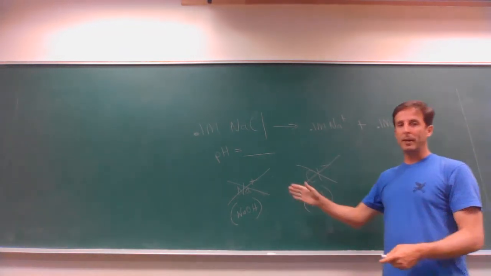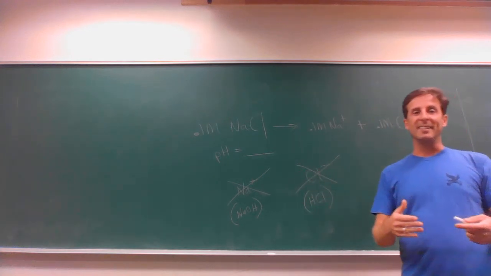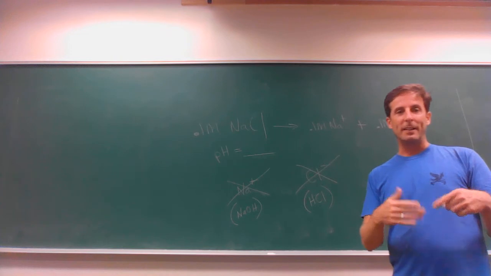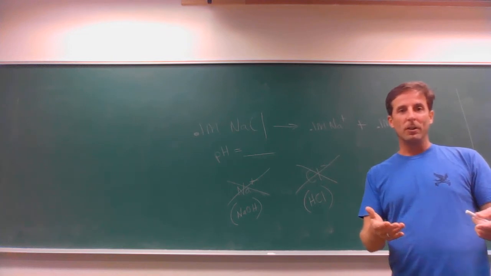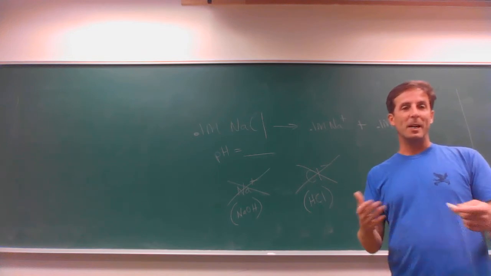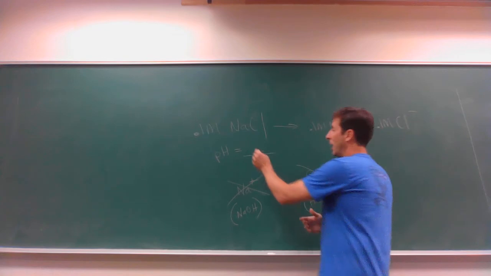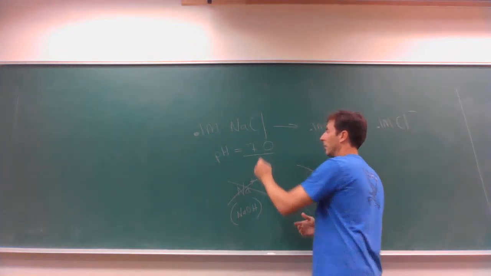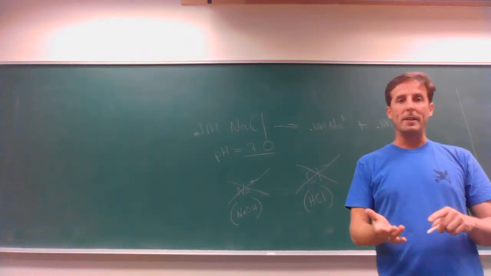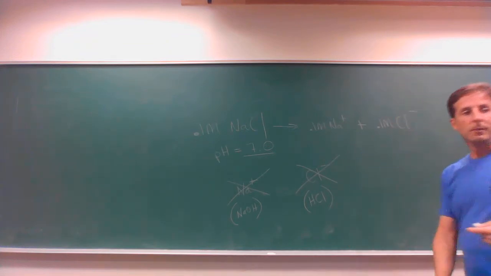If I'm ignoring both of these ions in solution, then neither ion is going to affect the pH of the solution at all, and therefore the pH of the solution is going to be the same as it was for water. This solution will have a pH of 7.0. It will not be acidic or basic. It'll look just like water. Okay? So let's try another one.